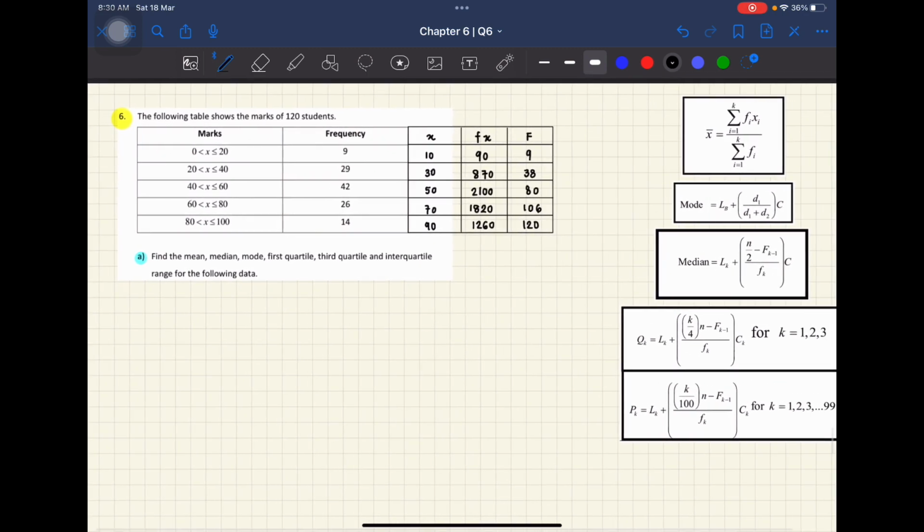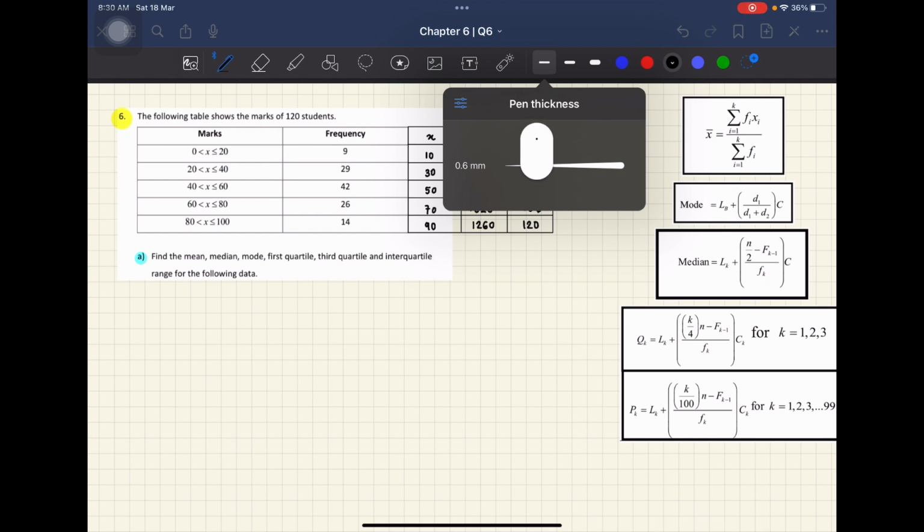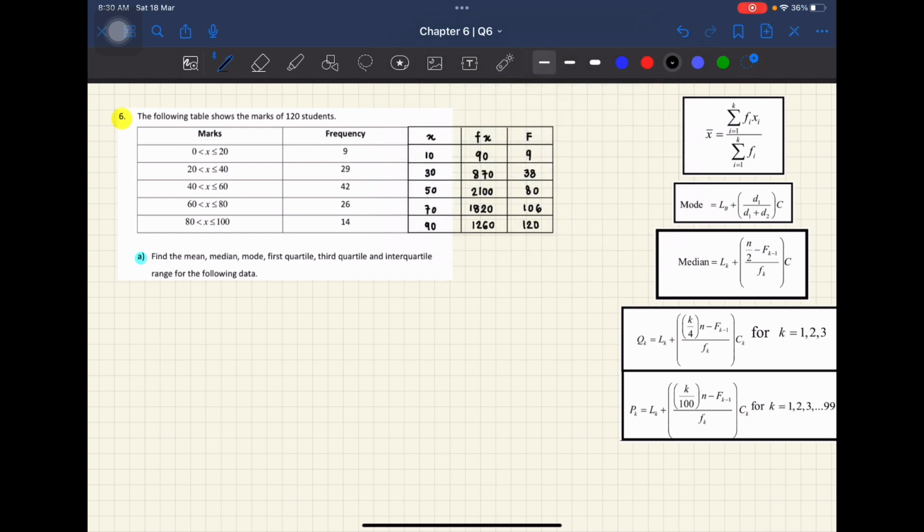So 120 students is the total number of students, which means it is actually the summation of F. So summation F equals 120. Meaning if we write it down here, at the bottom, our summation F is equal to 120. And then what does the question say? The question says find the mean.